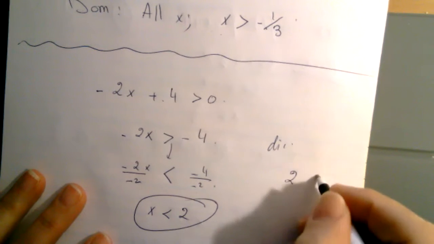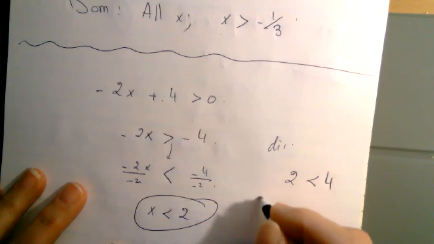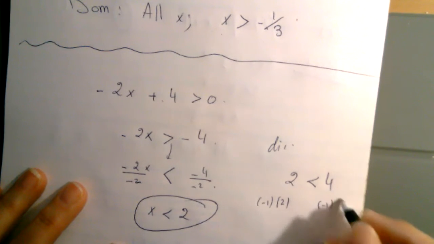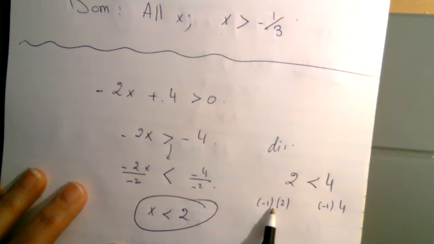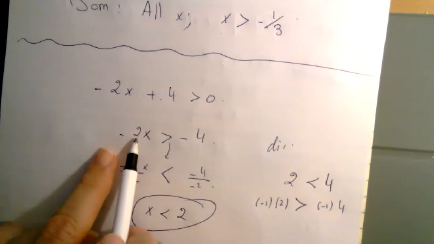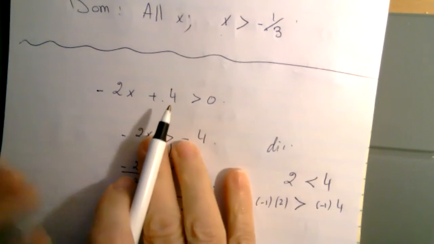Because 2 is less than 4. But if you multiply both terms by -1, which is a negative number, what will happen? -2 is going to be larger than -4. So with an inequality, if you multiply or divide by a negative number, you have to reverse the sense of the inequality. Any other questions about that piece?